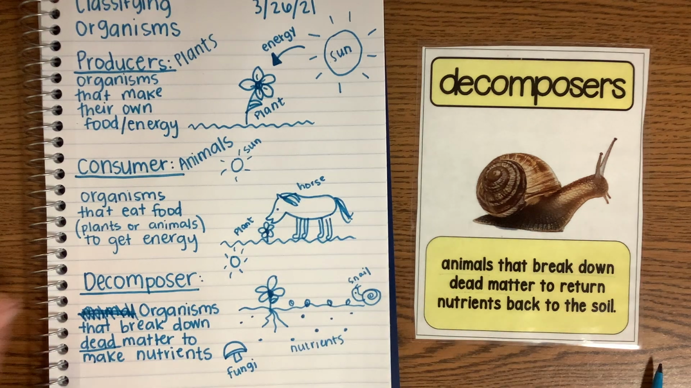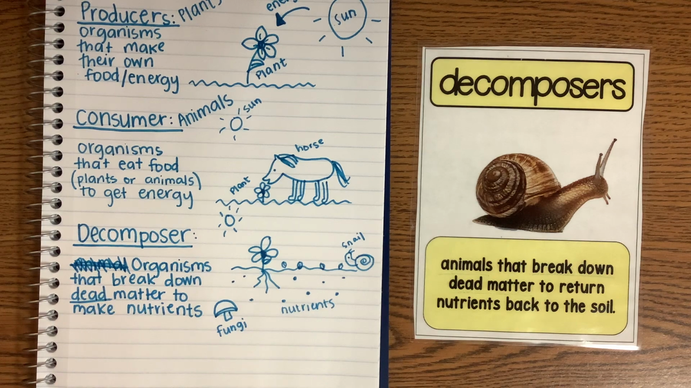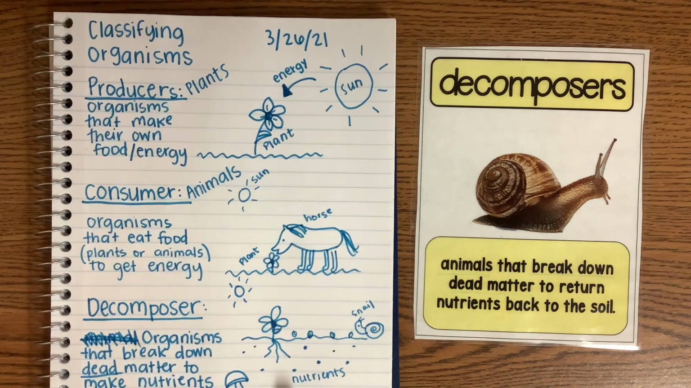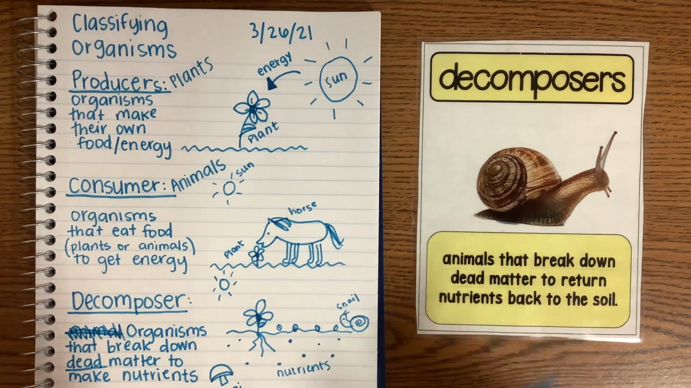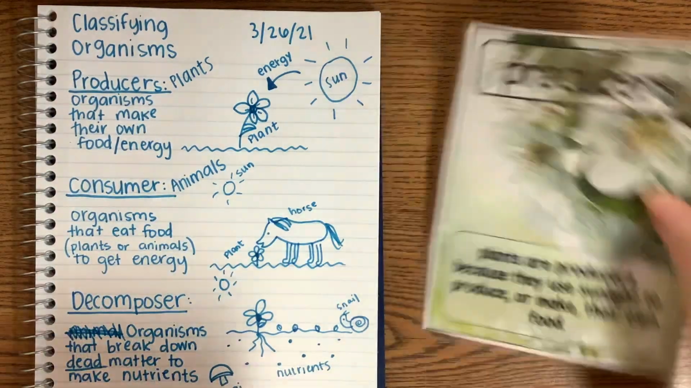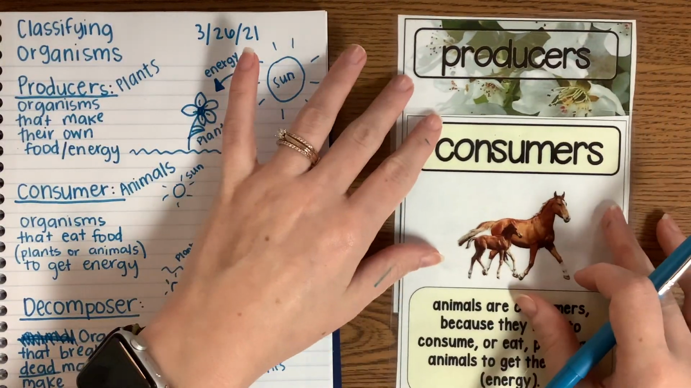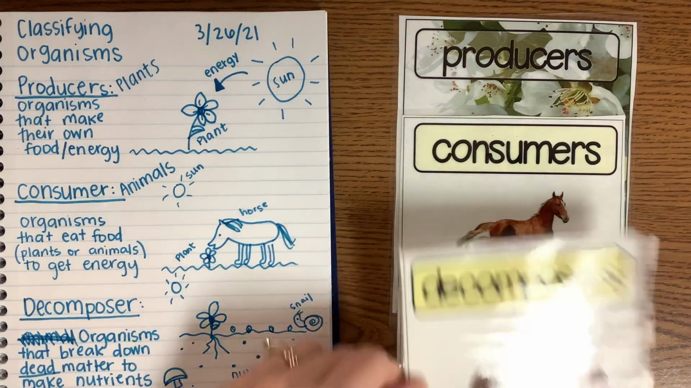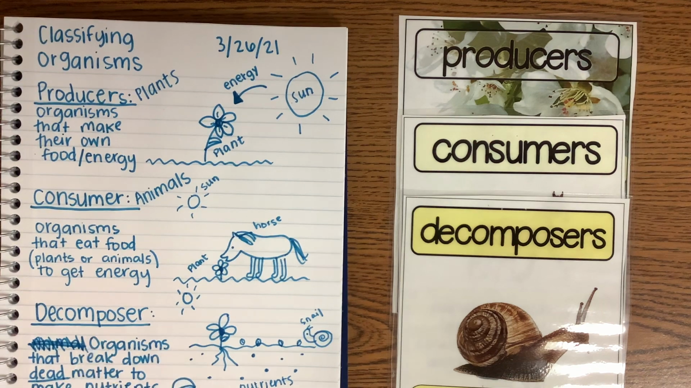All right, there are our notes. So we reviewed herbivores, carnivores, and omnivores. And then we learned about producers, consumers, and decomposers. Producers produce their own food to make energy. Consumers consume their food to make energy. And decomposers break down dead matter to return nutrients to the soil.